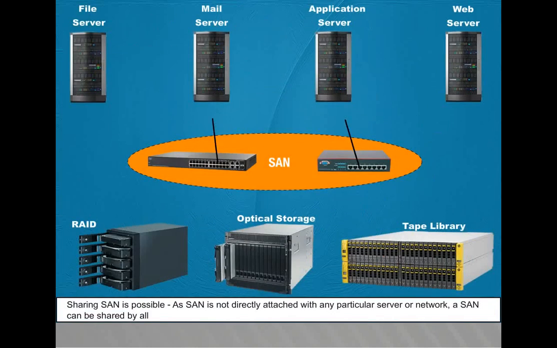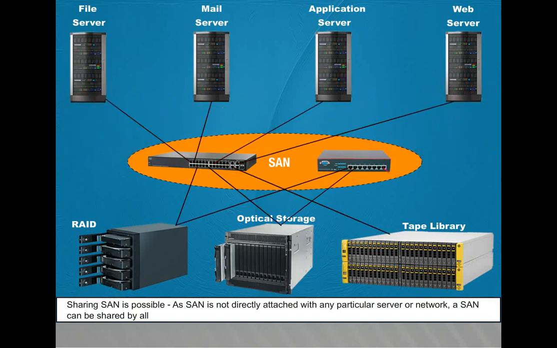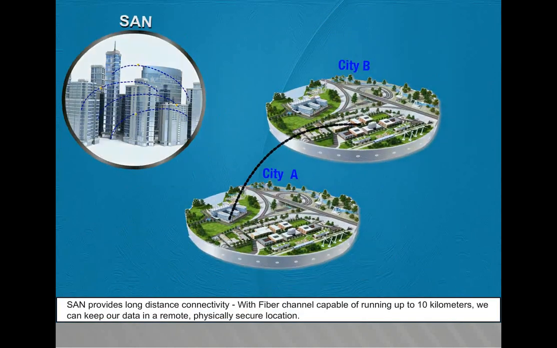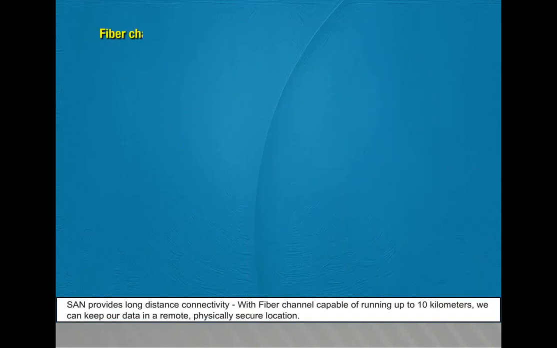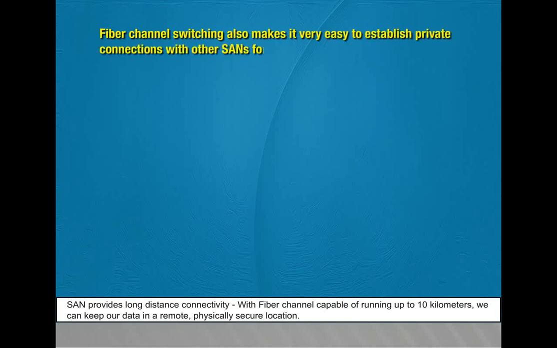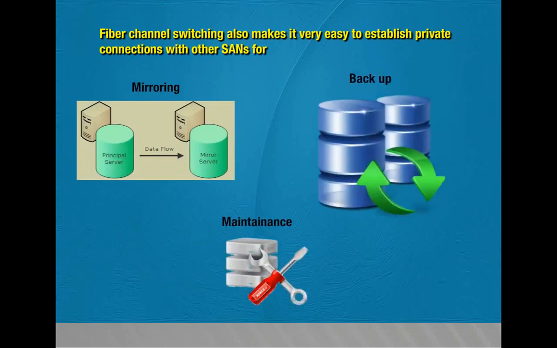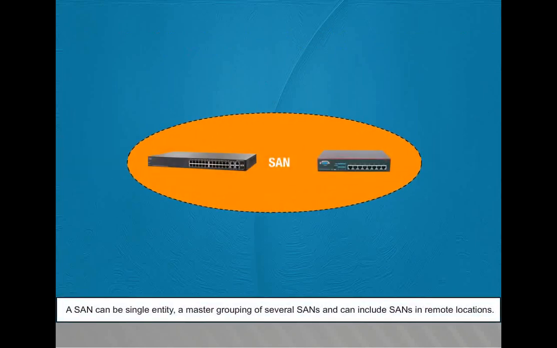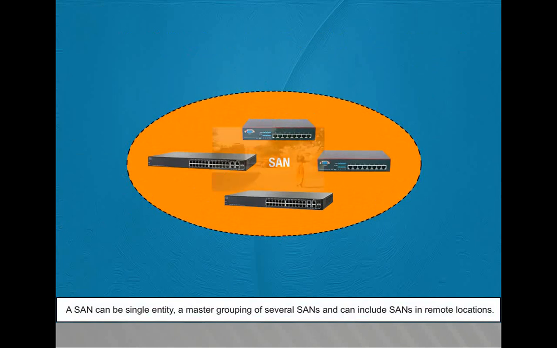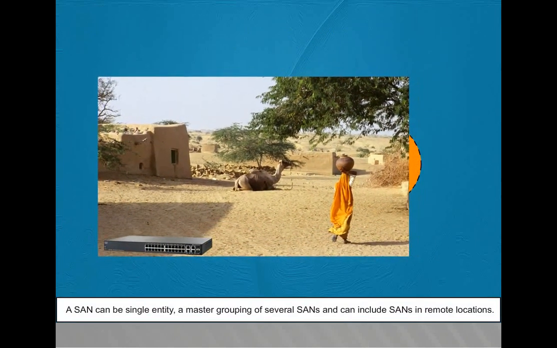Sharing SAN is possible. As a SAN is not directly attached to any particular server or network, a SAN can be shared by all. SAN provides long-distance connectivity. With fiber channel capable of running up to 10 kilometers, we can keep our data in a remote, physically secure location. Fiber channel switching also makes it very easy to establish private connections with other SANs for mirroring, backup or maintenance. SAN is truly versatile. A SAN can be a single entity, a master grouping of several SANs, and can include SANs in remote locations.